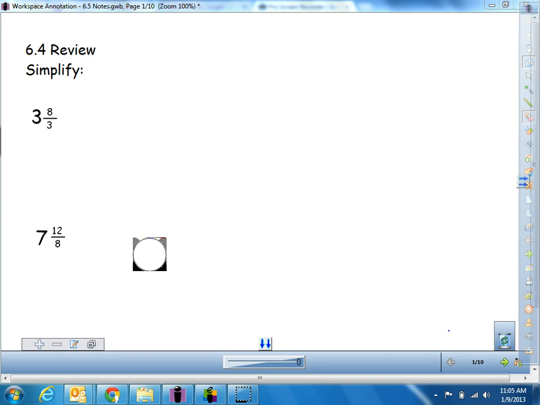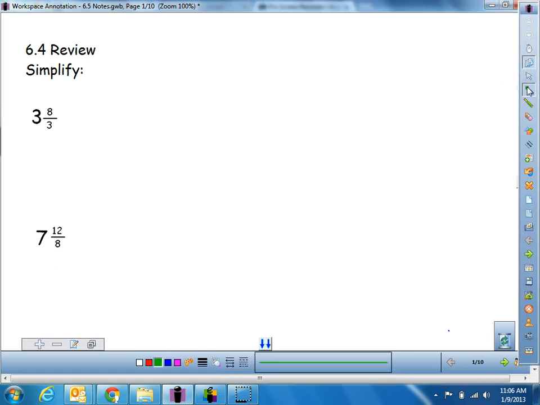We're going to start by reviewing just really quickly a couple things that's going to help tie into today's lesson. On the board here, we have two different mixed numbers that could have been an answer during addition of two mixed numbers. It's very possible to get 3 8/3 as our answer. We talked about not wanting to leave it that way because we have a whole number and an improper fraction. So what we need to do is to change that improper fraction back into a mixed number.